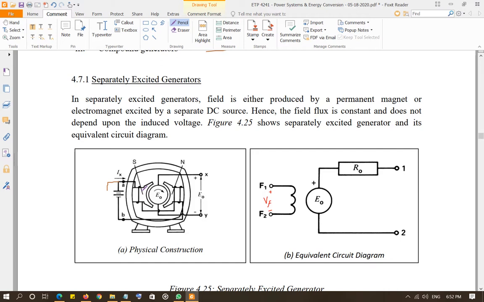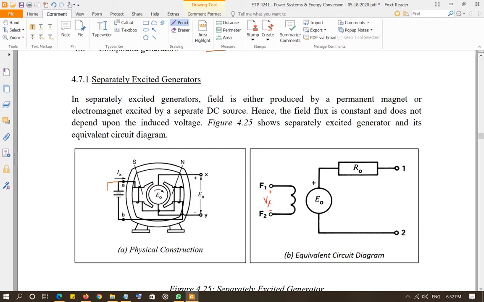It has nothing to do with the armature arrangement. So it is kind of separate from the armature. Hence, it is called separately excited generator. Excited means that it is being excited by the flux which is produced by the current from a separate power supply, DC power supply in this case. This is the circuit diagram right here.